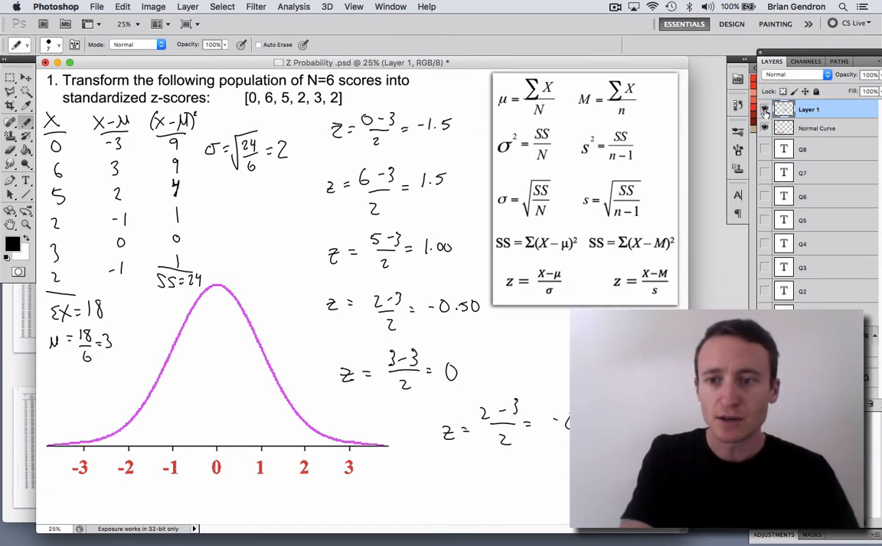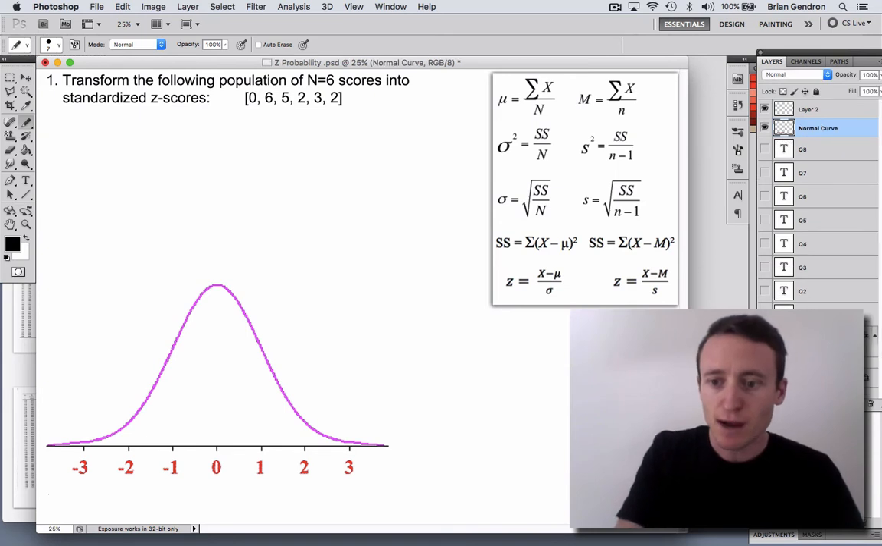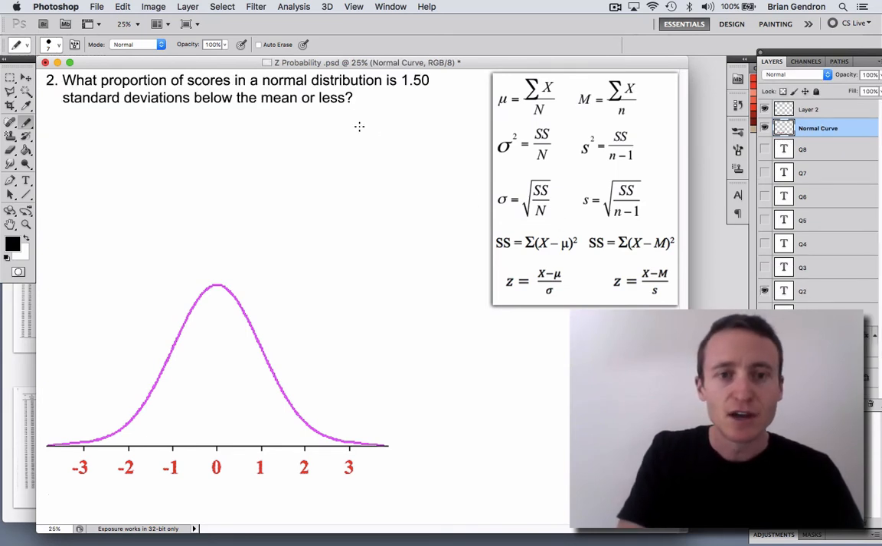Let's look at a new problem here. And this new problem is going to ask us to identify proportions associated with this normal distribution. So the normal distribution, hopefully you have read this by now, it's the bell curve. And it's characterized by symmetry, so it's the same on both sides. And it is largest in the middle because the mean, the median, and the mode are all equal, and they're right here in the center.